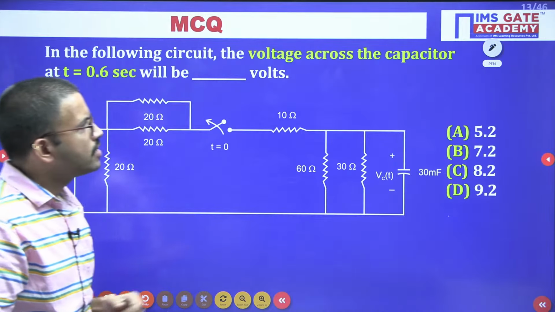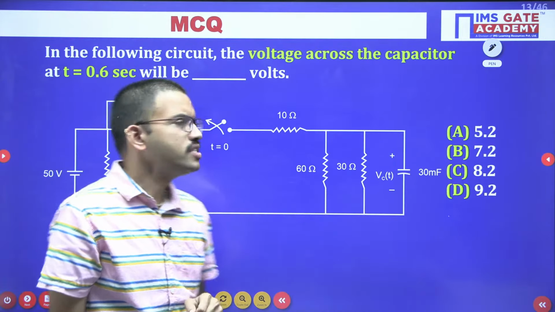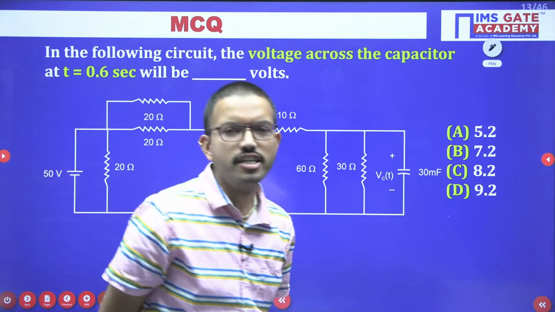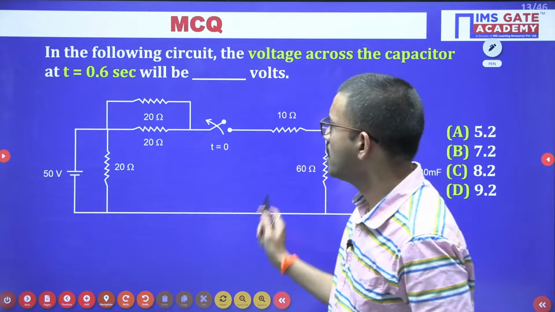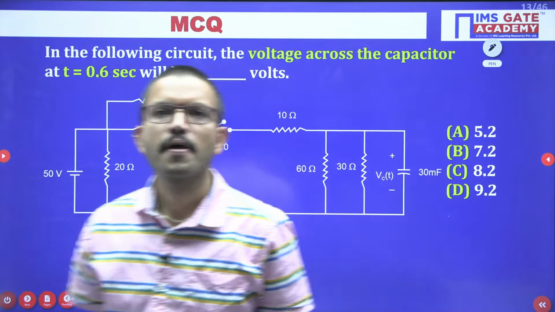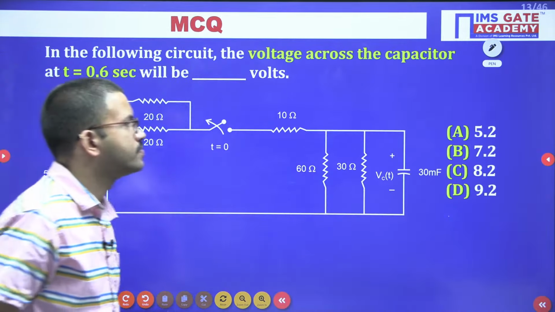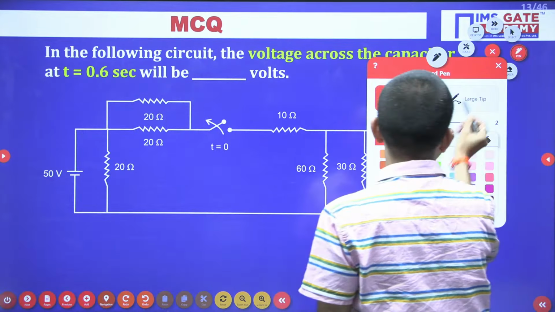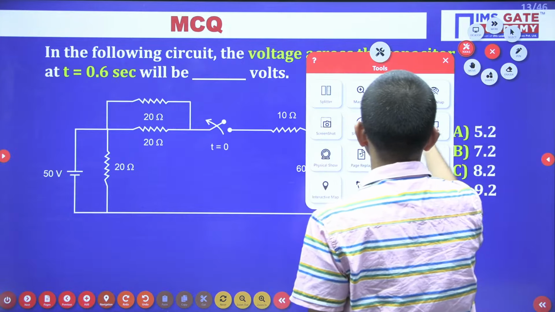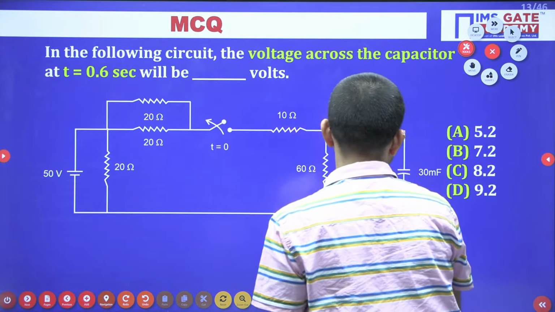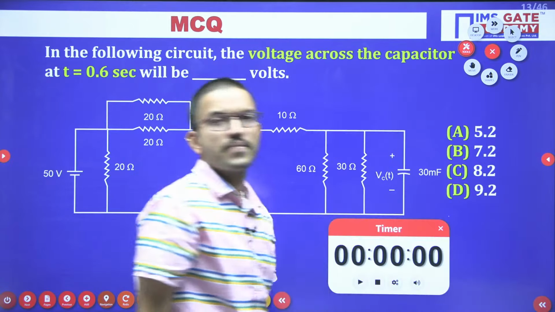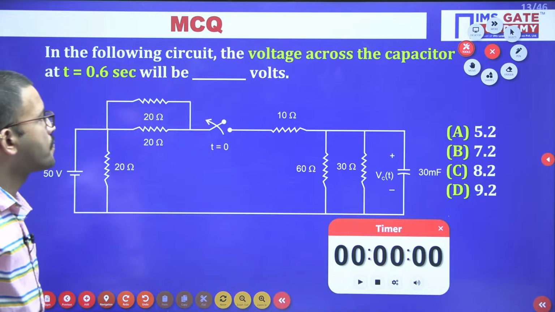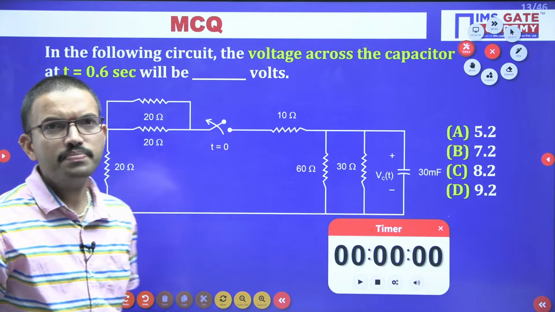Right. Now let us discuss the remaining questions. Just observe this particular question. Can you identify the chapter name? This question belongs to which chapter? Just observe the circuit diagram. Can you identify the chapter name?